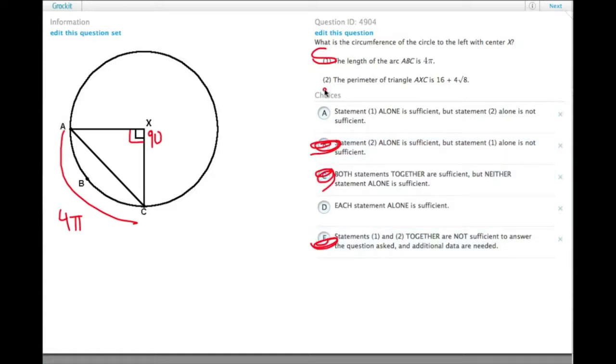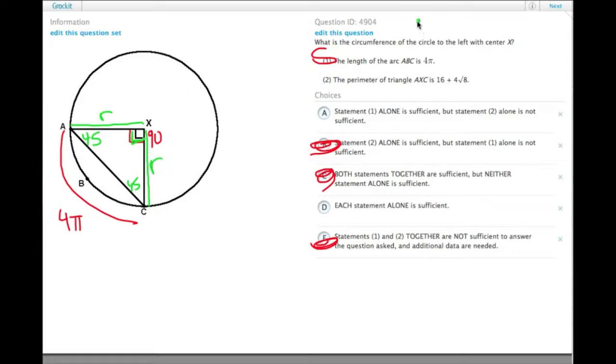Statement 2 is the trickier one. It says the perimeter of triangle AXC is 16 plus 4 times the square root of 8. Yuck! However, some properties of circles and triangles inscribed therein can help us out. Since x is the center of the circle, AX is equal to XC. That makes it an isosceles triangle. On top of that, this is a 90-degree angle, which makes it a 45-45-90 triangle. So this is the radius, and this is the radius of the circle.